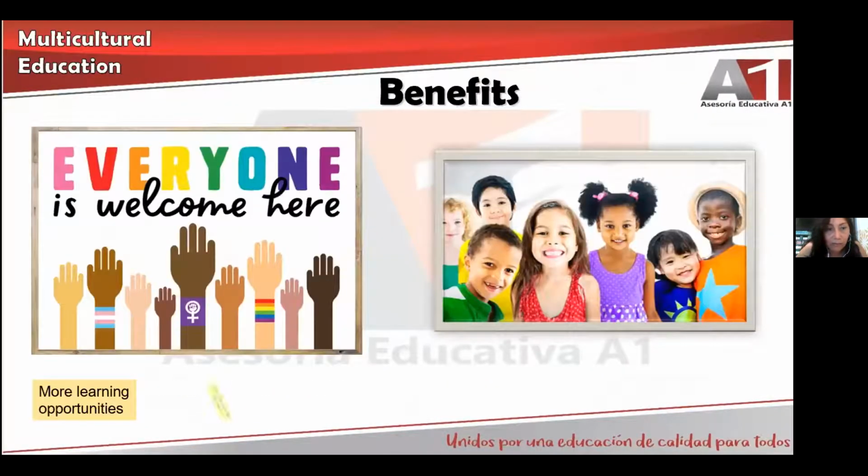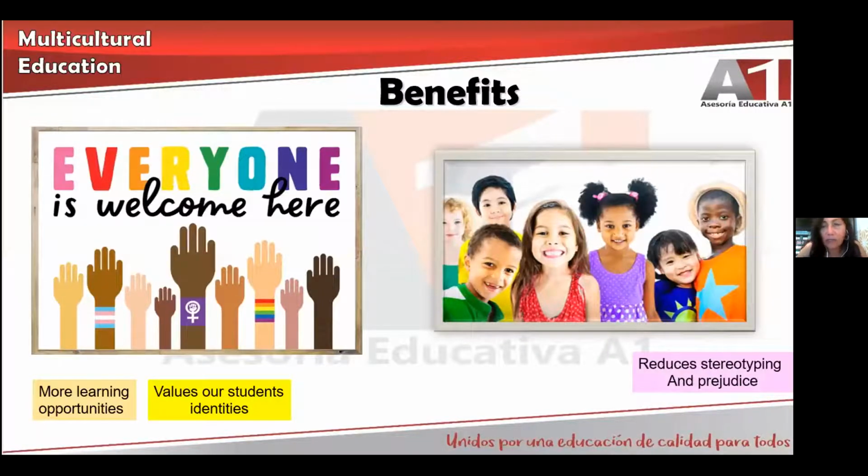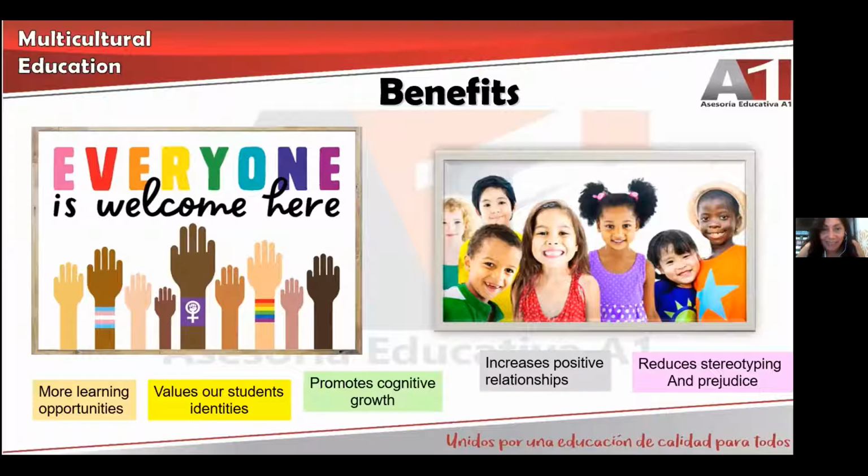Everybody is welcome, more learning opportunities, the benefits, values our students' identities. In the school that I go, I can tell you that about 60 or 70% of the students speak Portuguese. Some of them don't speak any word of English. And the girl that I observe speaks English, Spanish, and she got Portuguese. So this is very good because we are learning from there. We are learning from their culture, their stories. Promotes community growth, increases positive relationships, and reduces stereotype and prejudice.